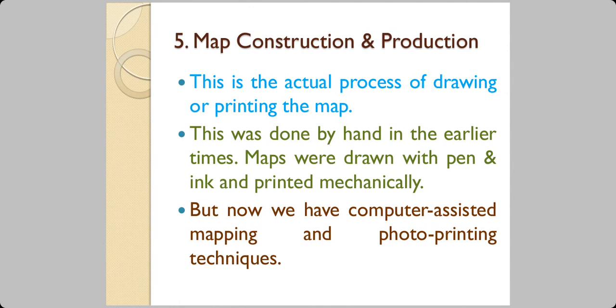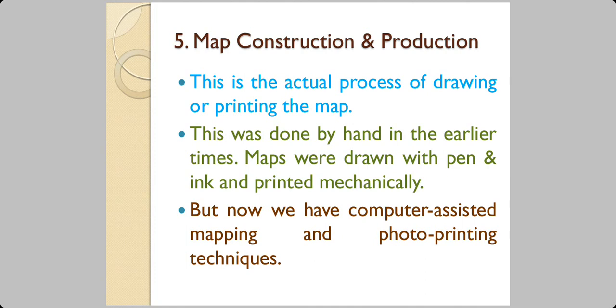This is the actual process of drawing or printing the map. What is that process? It's the actual construction and production of the map. This was done by hand in the earlier times. People were cartographers, they used to do it by hand, and maps were drawn with pen and ink and printed mechanically. But now we have computer aided mapping, just like you have CAD and CAM, that is computer aided designing. We have computer aided assistant mapping and photo printing techniques.